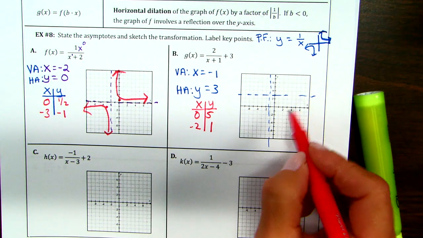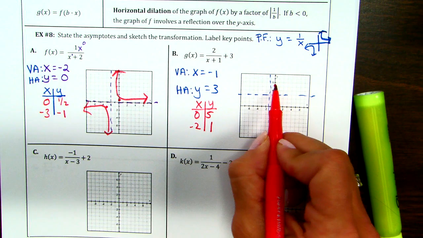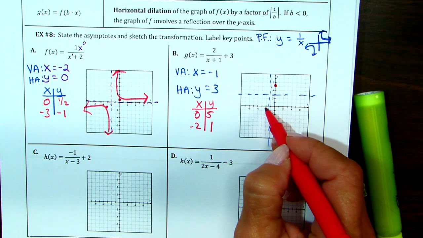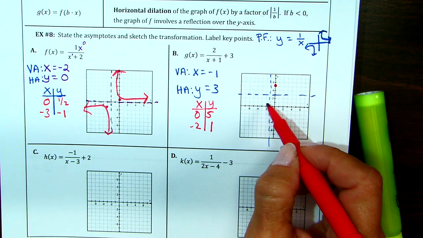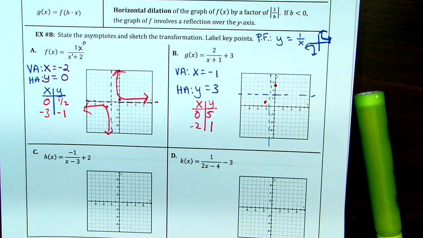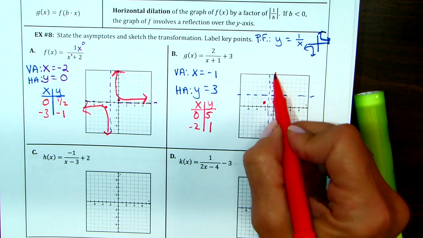Where am I? 0, 5, and -2, 1. So you can see, right, with just those 2 points, we know exactly where our branches are going to be.